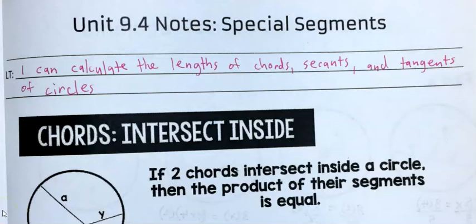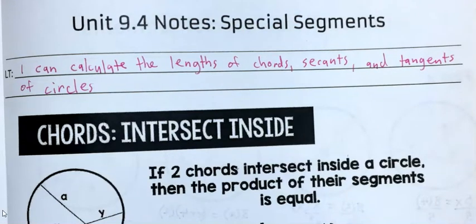All right, please turn to page 21. The top of your page should say Unit 9.4, Notes Special Segments, and write down your learning target. The learning target for today is: I can calculate the lengths of chords, secants, and tangents of circles. After you're done writing it down, this front page, page 21, is the page we're going to go back to refer to for our formulas.